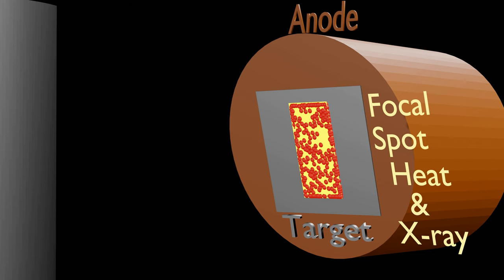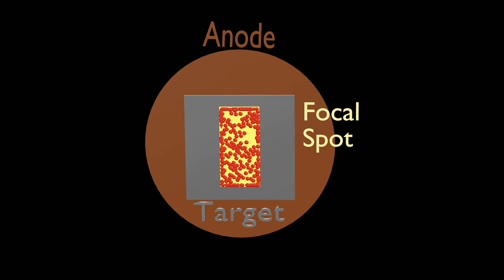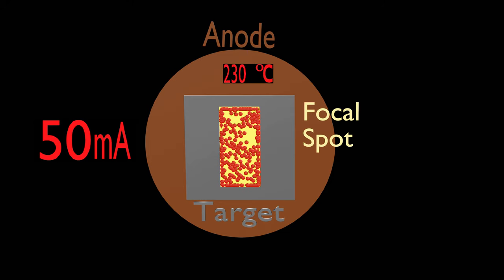Both heat and X-rays are produced from this area. We can say, focal spot is our source of X-rays. Suppose we have applied a tube current of 50 mA. Let there be a temperature rise of 3000 degrees Celsius at this focal spot due to electron bombardment. Tungsten has a melting point of 3360 degrees centigrade. So our target won't melt at this temperature of 3000 degrees.